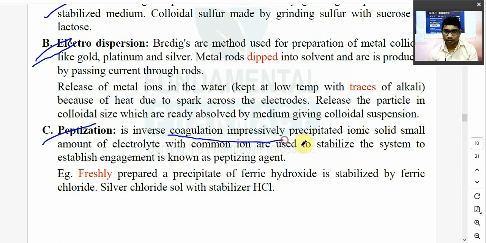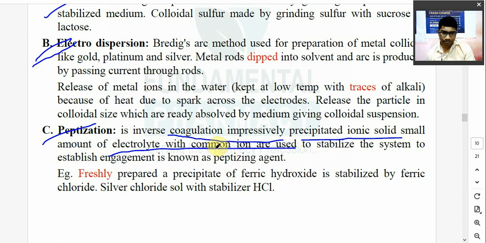Inverse of coagulation, inverse precipitation of an ionic solid with the addition of an amount of electrolyte with the common ion used to stabilize the system, to establish the dispersion, is known as a peptizing agent. ठीक है, तो यहाँ पे क्या होता है, जो बड़े बड़े साइज का डिस्पर्शन है. So if there is a dispersion of large size, you have to add some electrolyte which will break down that association and will form a colloidal system. The added agent is known as a peptizing agent.